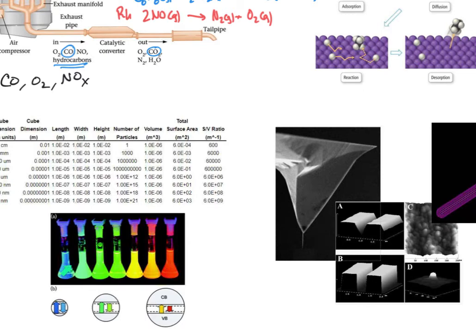This is not showing catalysts, this is just showing the effect of size on light emission from a series of different materials. These are actually cadmium sulfide, cadmium selenide nanocrystals. And the weird thing about these is these are the exact same material, but they glow very differently depending on the size of the particle. In fact, the smaller the particle is, the more blue shifted it gets.